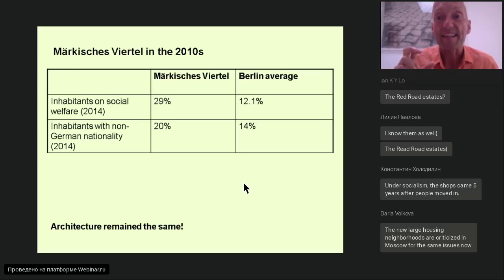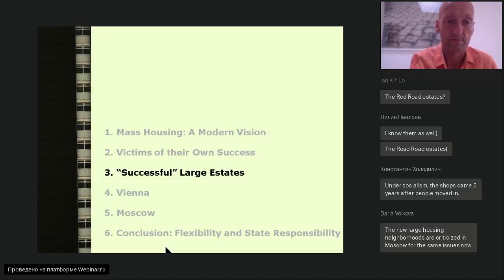So you see that a lot of this, why there are so many people here on social welfare and so many people from disadvantaged neighborhoods, has much to do with the overall housing policies in Berlin, and with the lack of availability of affordable housing in other neighborhoods, which now pushes people to this neighborhood. It has nothing to do with the planning principles and the architectural principles in this particular neighborhood. So let's look at the successful large estates. I think I have to speed up a little bit.